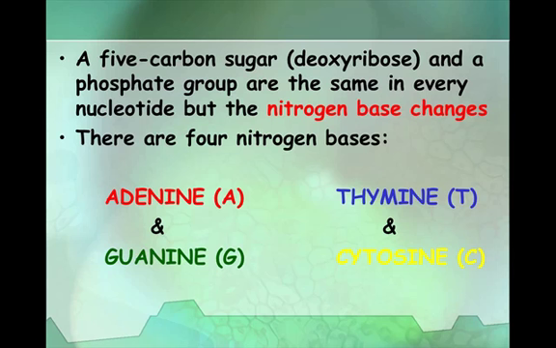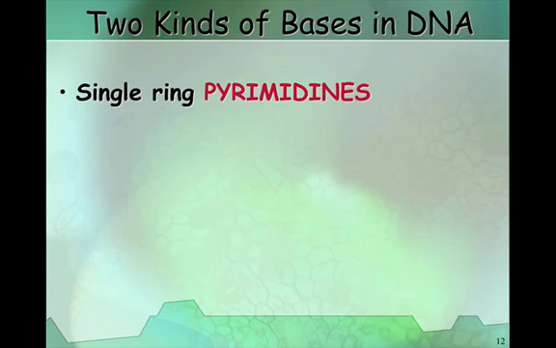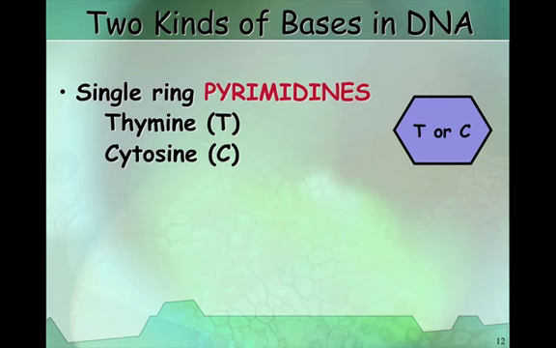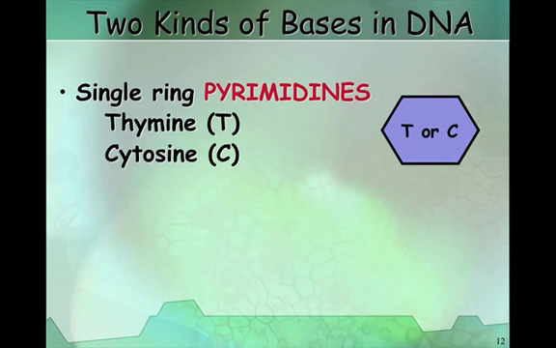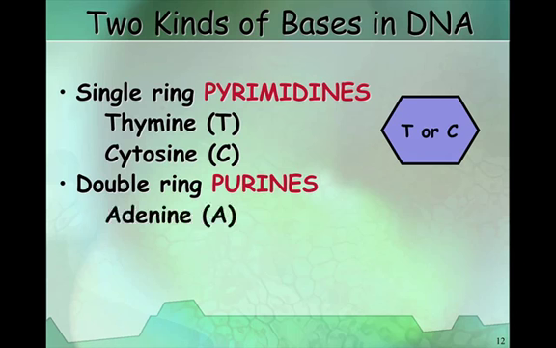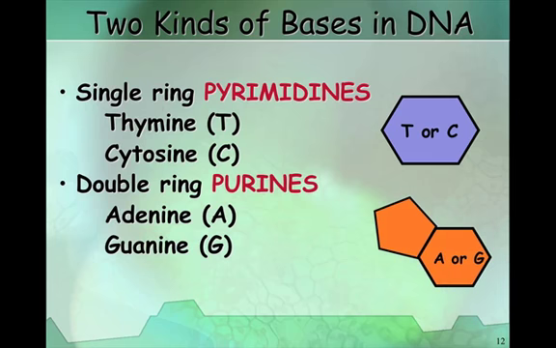What's the difference between these 4 nitrogen bases? The single-ringed nitrogen bases are called pyrimidines. They are thymine and cytosine. So they just have 1 ring. The double ring are the purines, and these are adenine and guanine. And as you can see by their structure, thymine and cytosine have 1 ring. Adenine and guanine have 2.